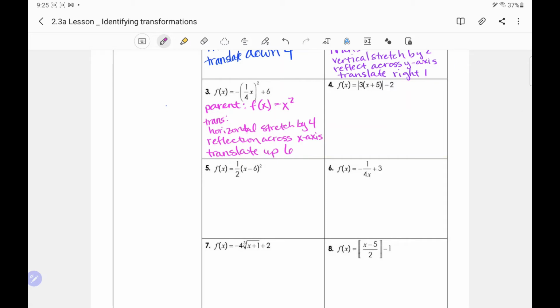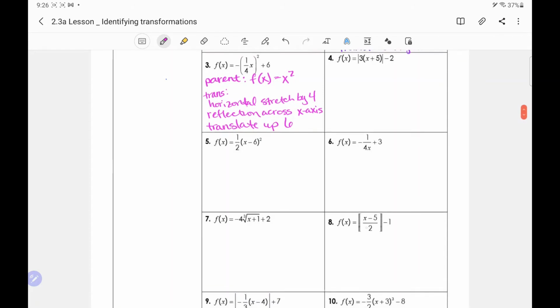I'm just looking to see if there are any others that I should specifically go over with you first. I know on number 8, we are relatively unfamiliar with the greatest integer function. You may have heard of that as a step function. I think at one point in time it was called a floor function, but I'm not completely sure. But I know it used to be called a step function because of how the graph looks like steps. So let's look at that one.